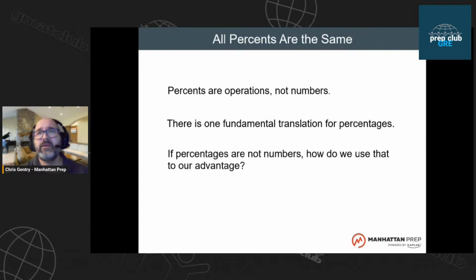And then finally, if percentages are not numbers, how do we use that to our advantage? The idea is that if percentages are not numbers, we may be looking at a problem that does not have numbers. And if you are looking at a problem that does not have numbers and does not ask for numbers, you get to choose your own. Choosing your own numbers can be an exceedingly advantageous thing on this test.